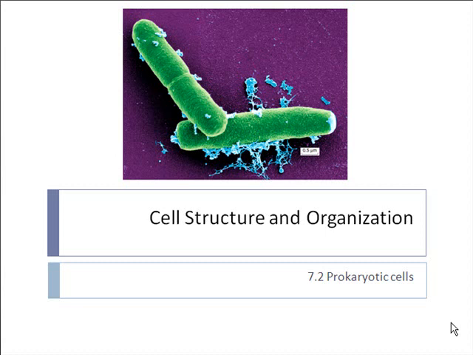Now that we have kind of a general idea of what a cell is, I want to talk about the characteristics and features that are common to all cells. Now I want to remind you that earlier in the semester we briefly talked about different types of cells called prokaryotes and eukaryotes.